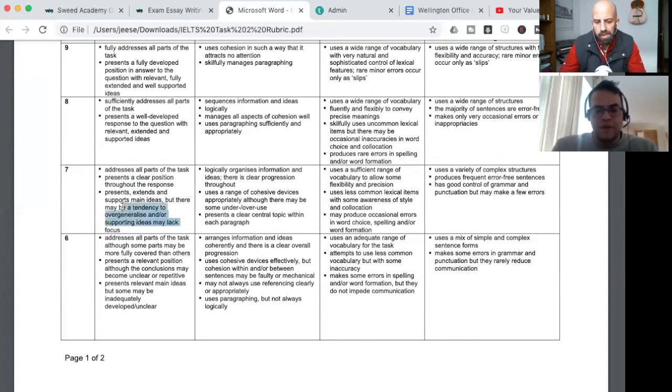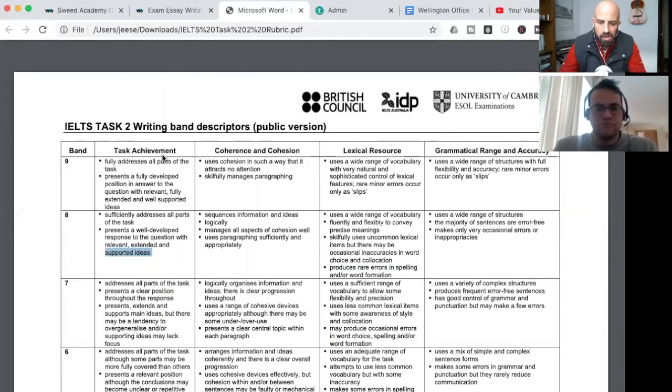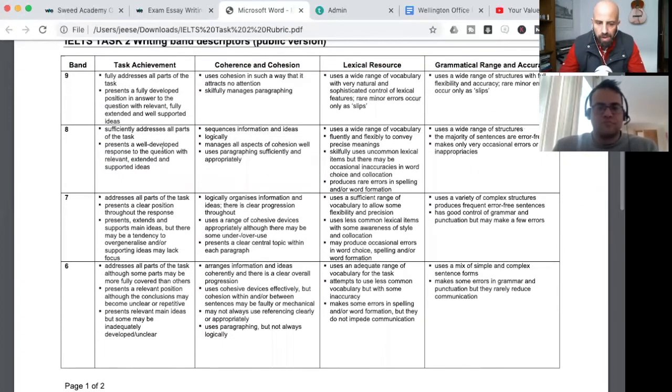Yeah, maybe I'm being too overall, like too high level or too general. Too general without putting in some specifics. Yeah. So you compare that to an 8, which presents a well-developed response with relevant, extended, and supported ideas. And that's called task achievement. That's basically answering the question and doing the requirements.